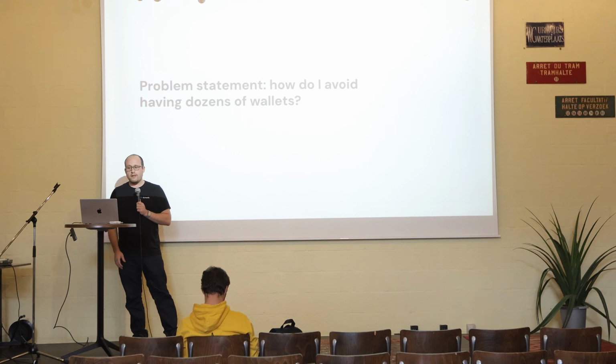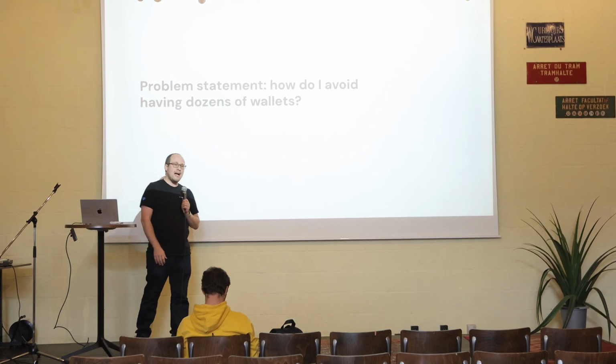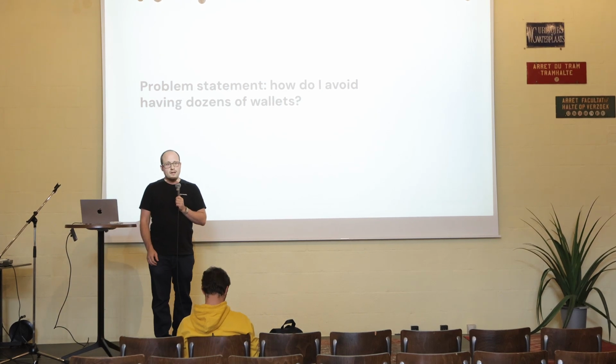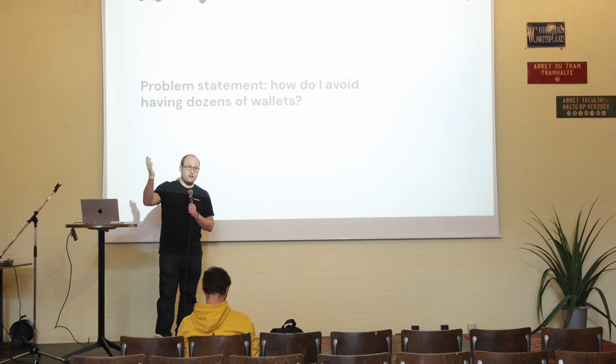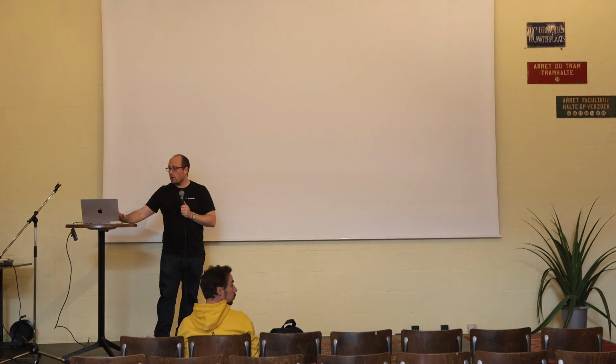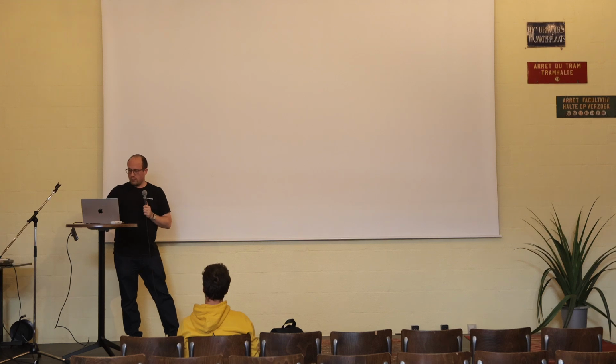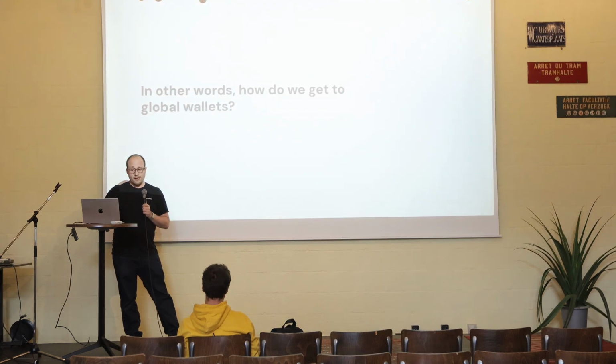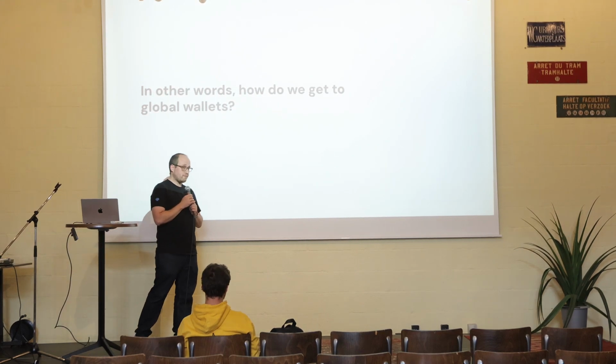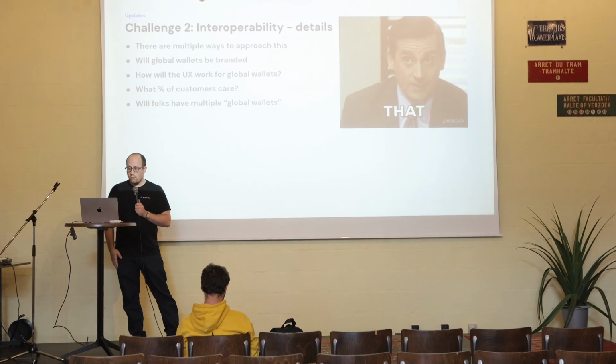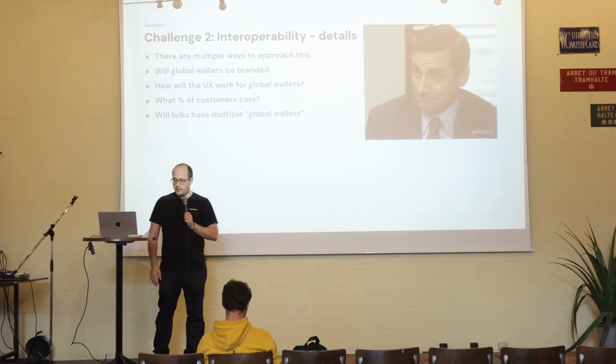So the problem statement is the following: how do I avoid having dozens of embedded wallets for a single user across 12, 15, 20 apps, right? In other words, how do we get to global wallets? There are multiple approaches to this, right?